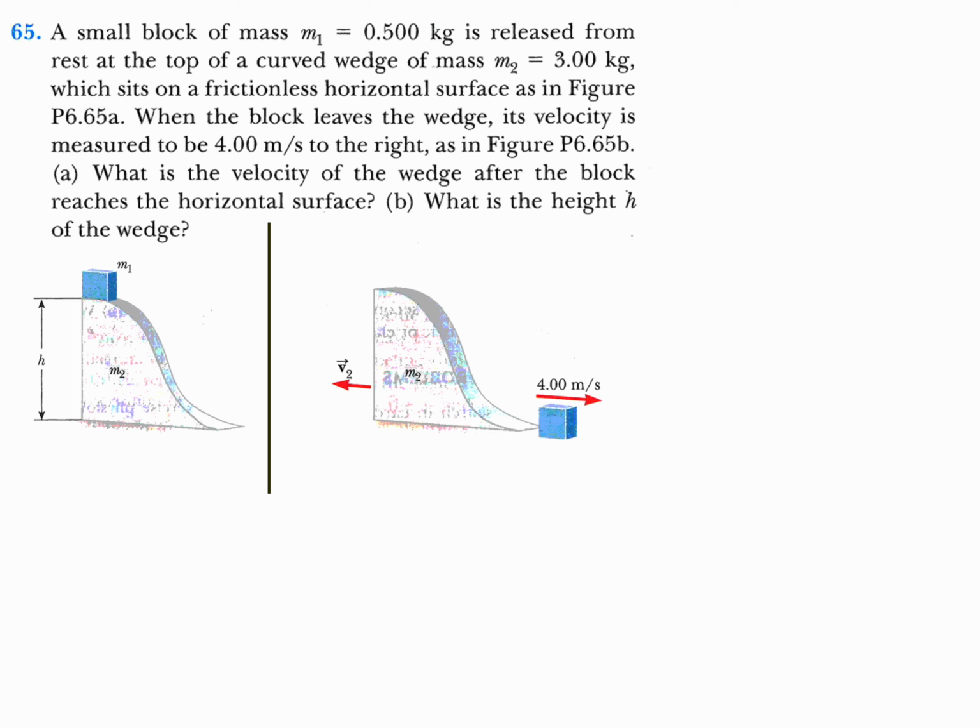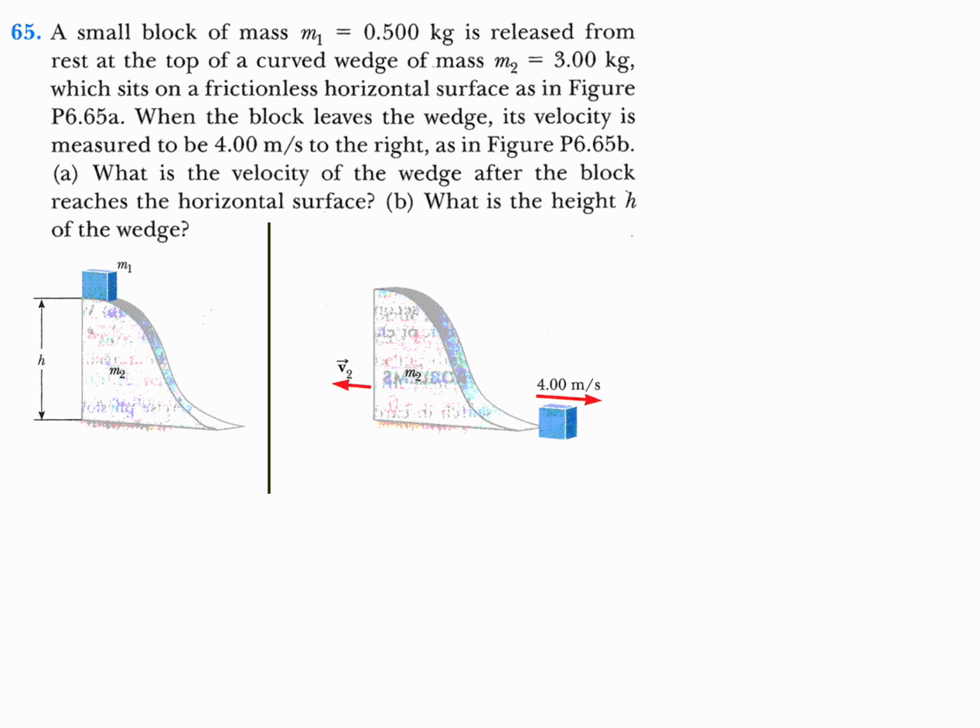So for number 65, we've got a small block of mass 0.5 kilograms released from rest at the top of a curved wedge of mass 3 kilograms, which sits on a frictionless horizontal surface. When the block leaves the wedge, its velocity is measured to be 4 meters per second to the right. A, what's the velocity of the wedge afterwards?